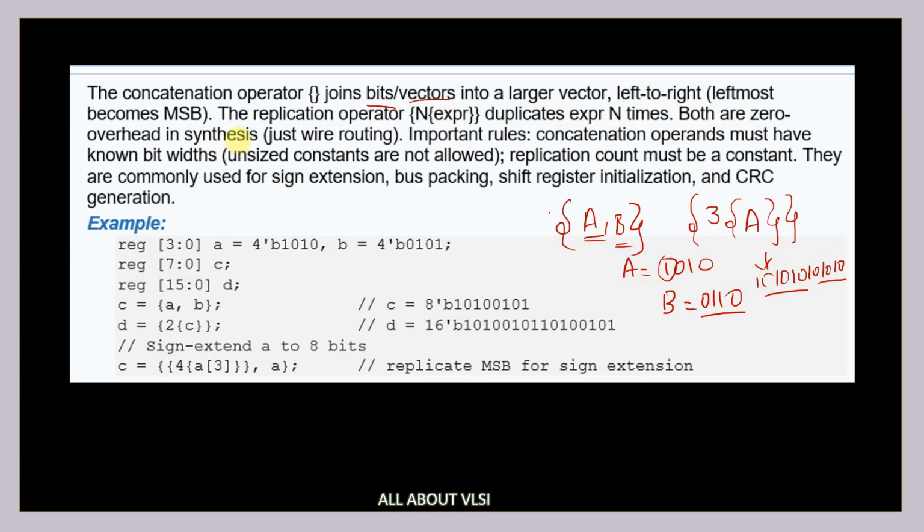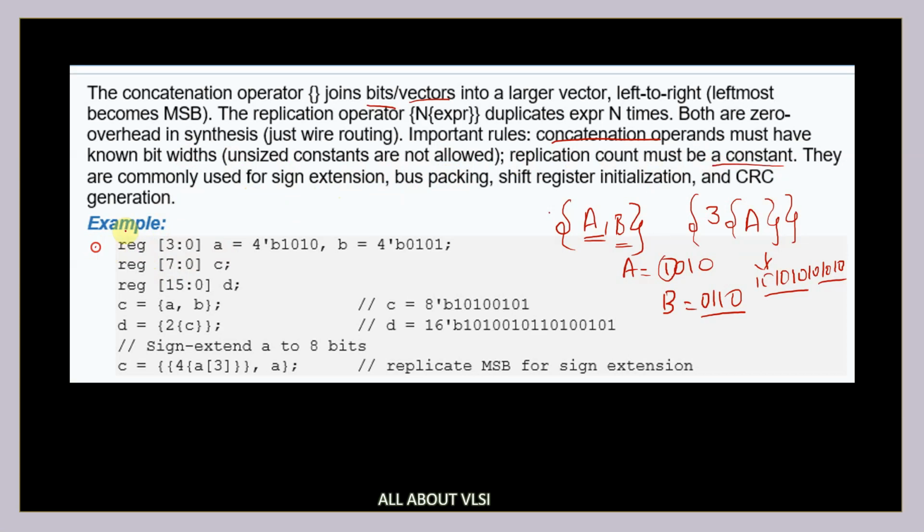Both have zero overhead in synthesis, it is just routing. An important rule here is that concatenation operands must have known bit widths. Unsized constants are not allowed. And the replication count must be a constant; it cannot be a variable. They are commonly used for sign extension, bus packing, shift register initialization, and so on.